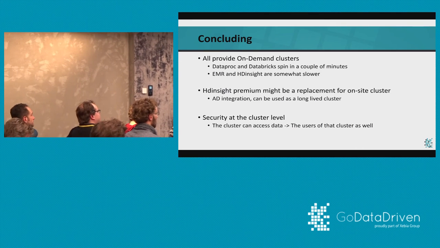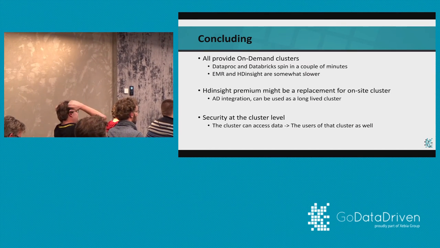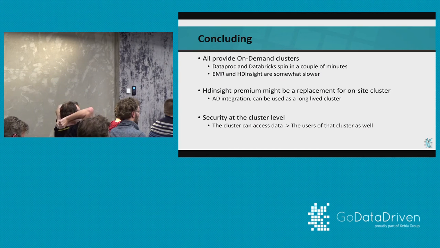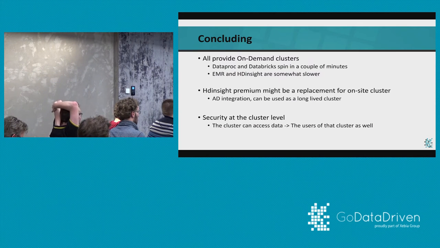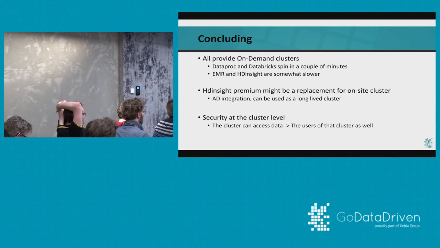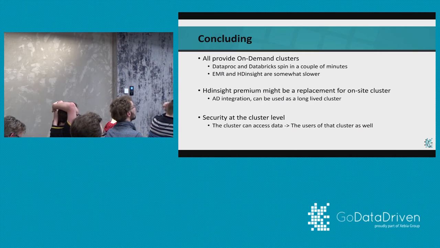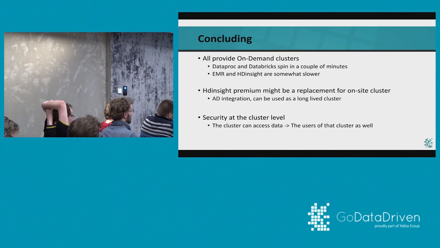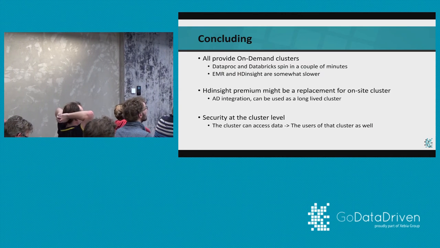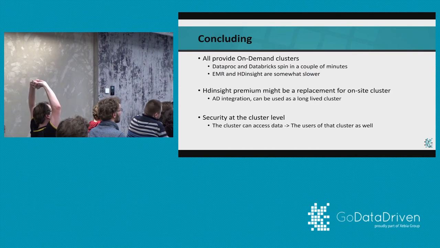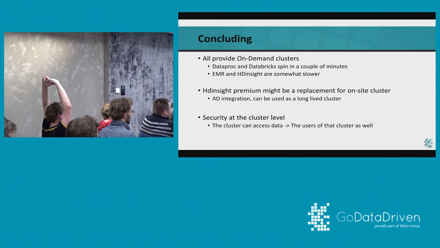So all of them, they provide an on-demand cluster, right? We've seen that in the extreme case even, where Constantijn just spun up this Google cluster. So EMR and HDInsight are somewhat slower, still minutes, 15, 20 minutes instead of the 1 or 2 minutes for the first two. So if you really want to go full-blown, spin clusters on demand, really go for it, Dataproc and Databricks might be the better solution for you because of this much lower latency.